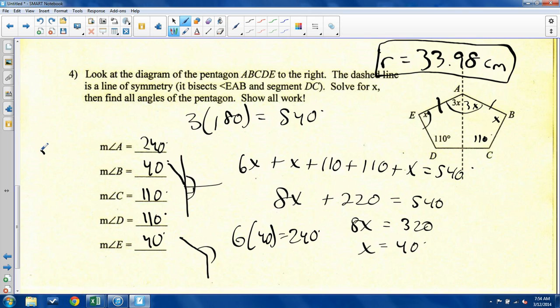Let's see. E is 40, so it probably looks more like, that's 110, like this, and then it goes in like that. Okay, that's okay to do. This is still a pentagon. It's still a pentagon. So, wink wink.